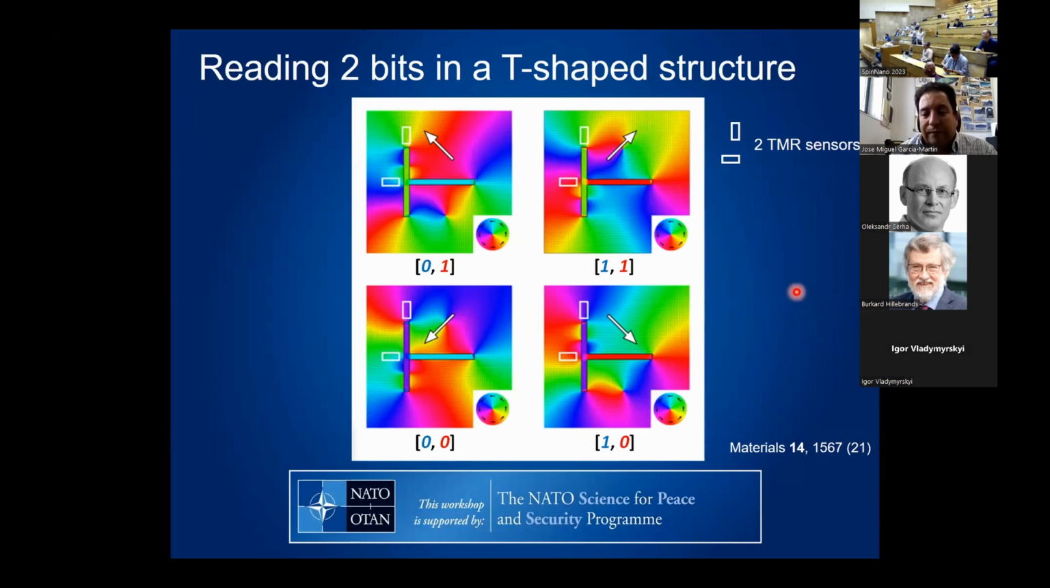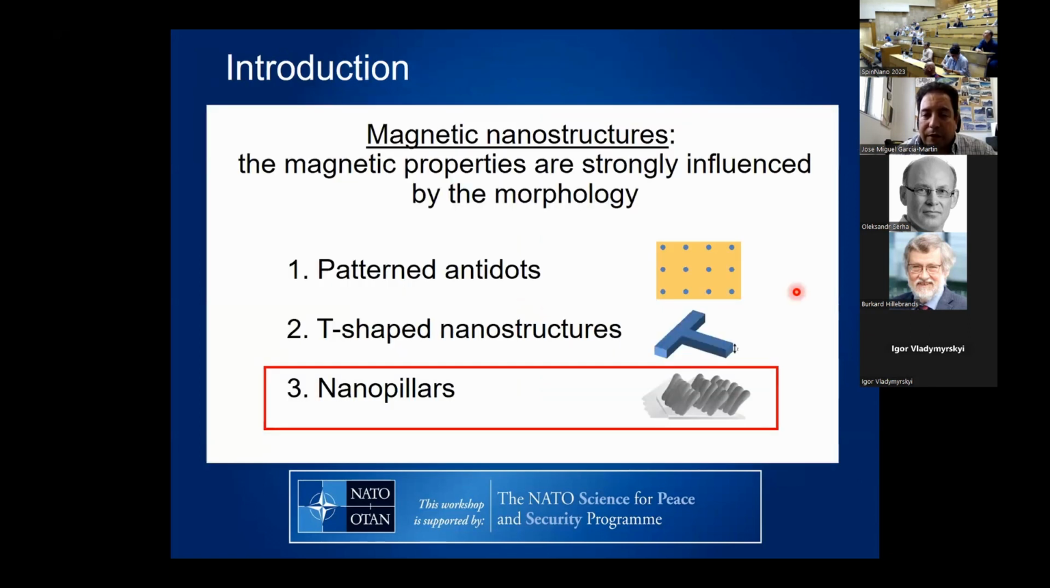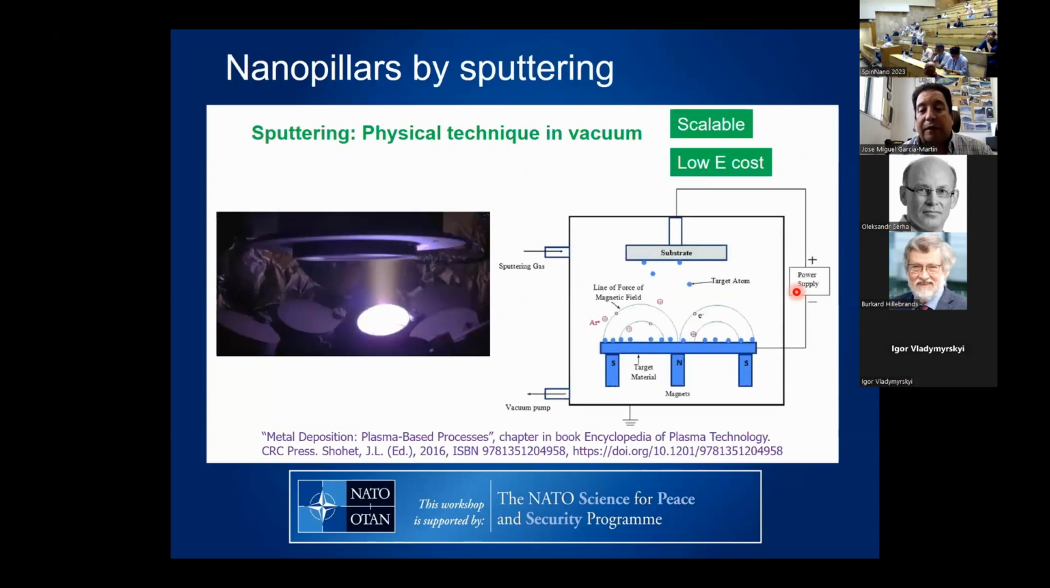So, okay, now let's switch to the third system, magnetic nanopillars. In this case, they will be made in large area without needing a lithography technique, but using self-assembling processes in a sputtering. A sputtering is a physical vapor deposition technique.